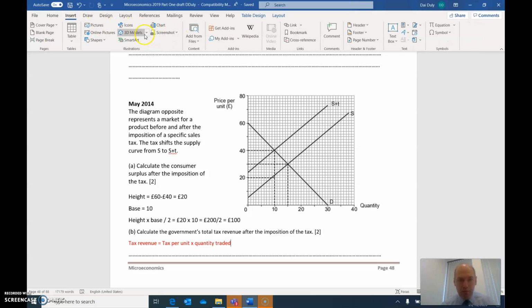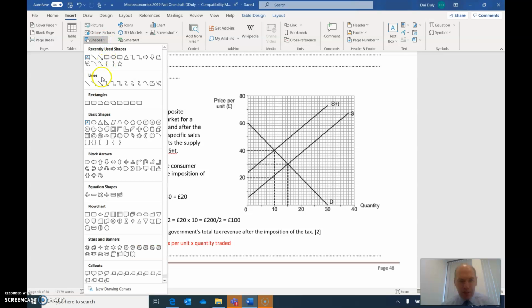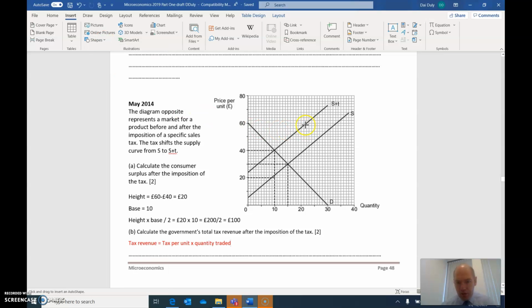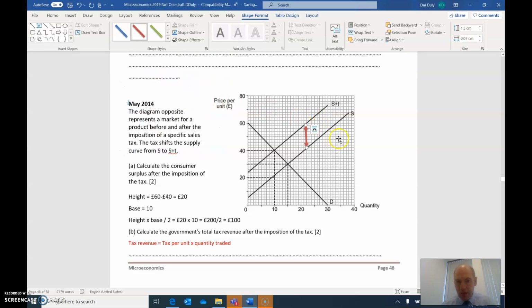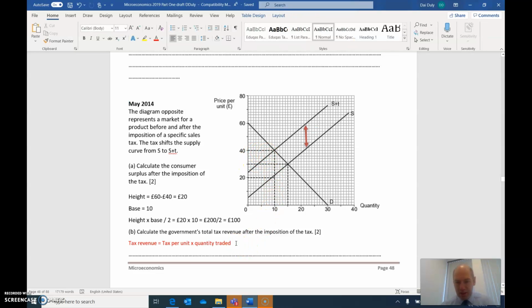So I'm just going to remind you of a couple of things. Let me just draw a little diagram here for you, and I'm just going to emphasize this a little bit. If you remember, the difference between the two supply curves is the size of the tax. So that's the tax per unit. You need to work that out, and then calculate the government's total tax revenue after the imposition of the tax. Well, after the tax, 10 was sold, so that's nice and easy. What I've got to work out is tax per unit.